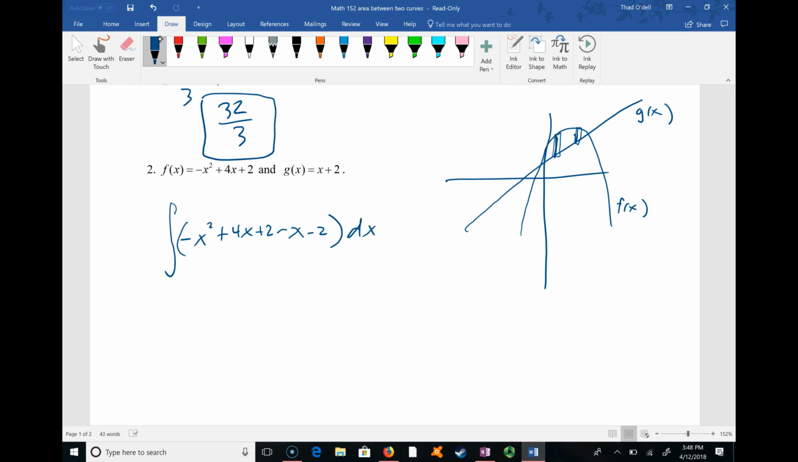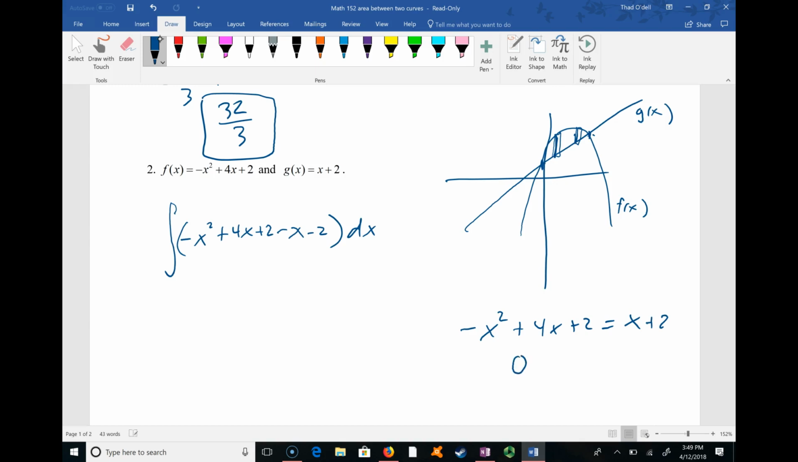And of course, then we got to do the limits of integration. So we're going to integrate from here, from that point to that point, because that's where the two boundaries come together. And we'll find that by setting them equal to each other. Again, you can throw this in your graphing calculator and check, or you can do negative x squared plus 4x plus 2 is equal to x plus 2. And you can see it's going to be two places, so you should get two answers up here.